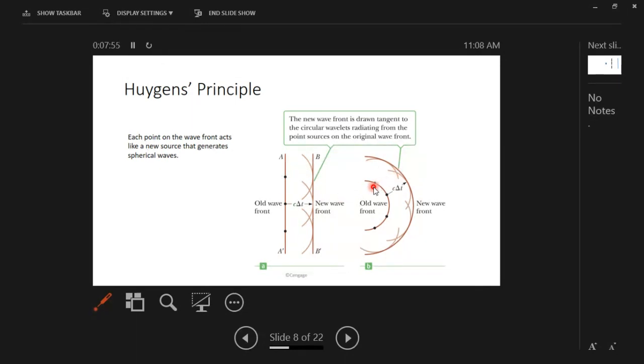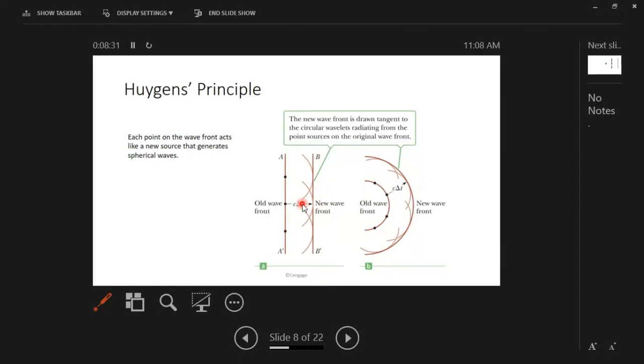The same thing happens here. So this point becomes a new source. It generates new light rays. This source becomes a new source, generates light rays, circular or spherical if you go to 3 dimensions, and light waves. And then the new wavefront is the one which is tangent to all of these circular wavefronts generated by each source that I have here. This is Huygens' principle. We don't need to know the mathematical details behind that.